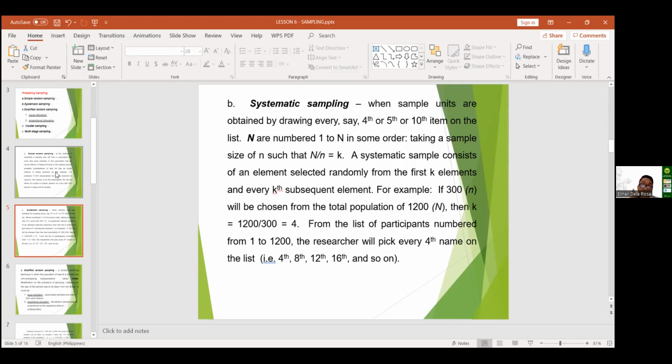So, mas madali ng konti kasi you don't need to write the names individually on a piece of paper. Instead, you simply pick by a system, kaya systematic sampling.